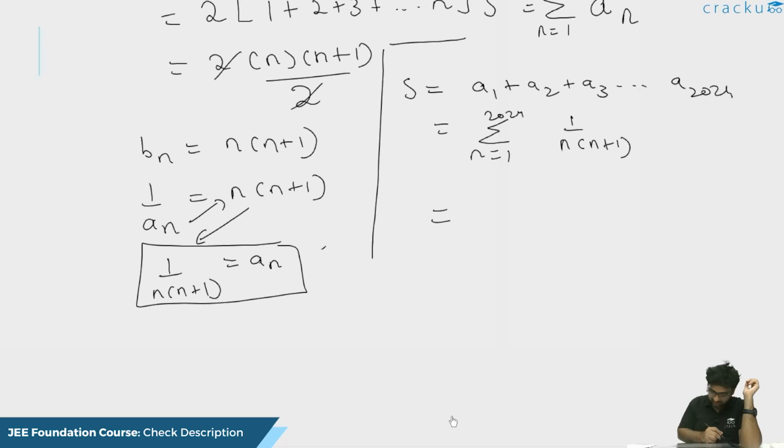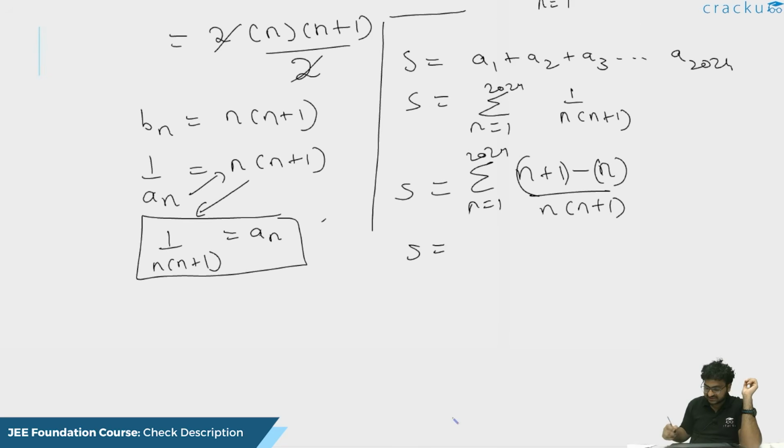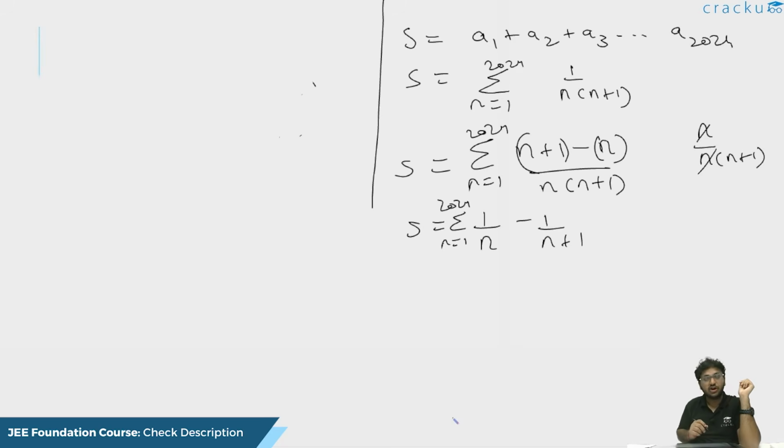Now we can again write this as sigma of n plus 1 minus n upon n into n plus 1. So this is equal to what? If we take n plus 1 upon n into n plus 1, that would be 1 upon n, minus n upon n into n plus 1 will become what? n and n get cancelled out, 1 upon n plus 1. So if we replace this, we got this, okay.